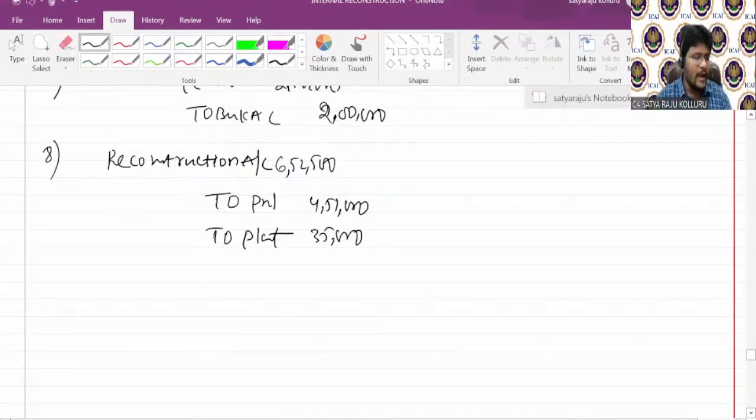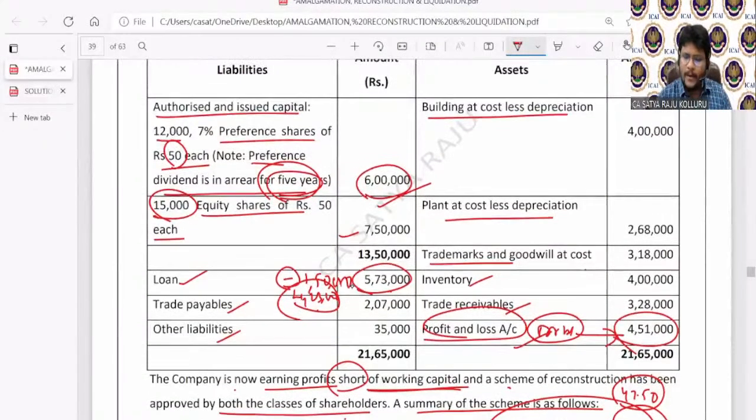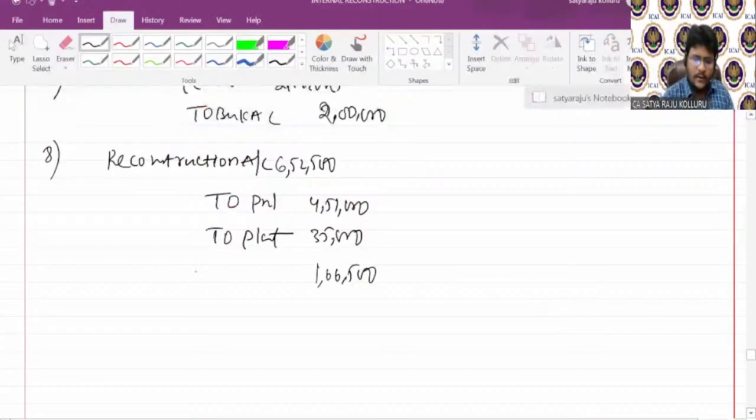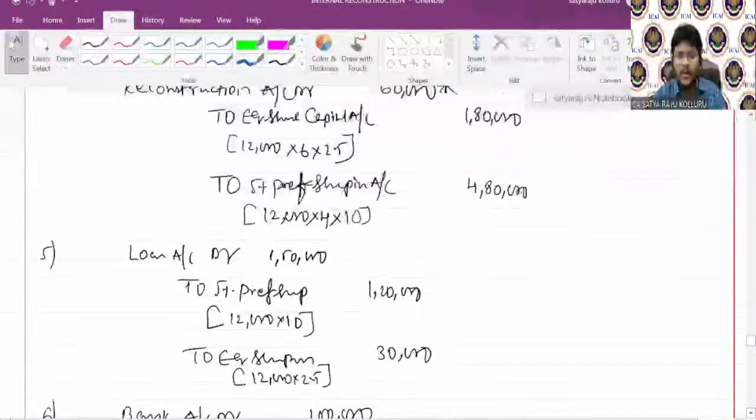Out of which I reduced 4,51,000 for the profit and loss account debit balance and 35,000 for plant. Remaining I have 1,66,500. Now I can use it to write off trademarks and goodwill. Am I right? With this, there is no balance under reconstruction account, guys. So there is no need to transfer any single rupee to the capital reserve. This is the end of the problem.